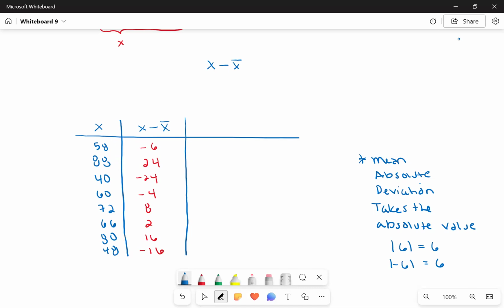But that actually is mathematically a problem. Absolute value poses a big problem in math. So instead, we're going to do an alternative solution. I'm going to square each of these values, literally raise them to a power of 2.